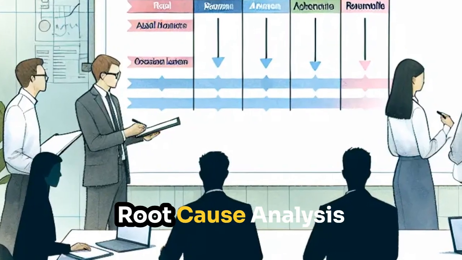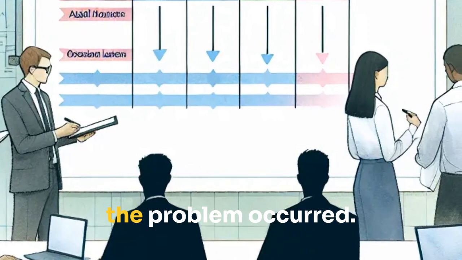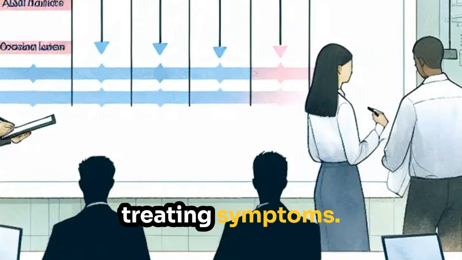Step 2. Conduct root cause analysis. Use 5 Whys or fishbone diagram to find why the problem occurred. Identify systemic issues rather than treating symptoms.